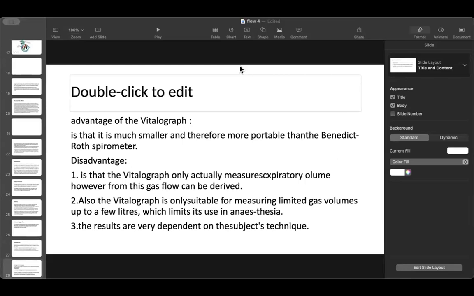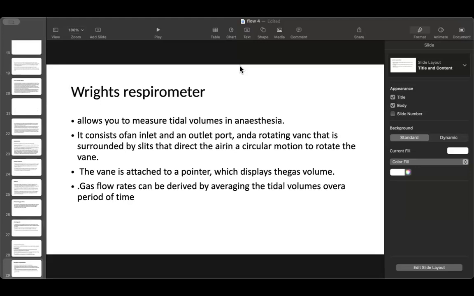The advantage of the Vitalograph is that it's much smaller and therefore more portable than a Benedict Roth spirometer. Its disadvantage is that it only measures expiratory volumes. It only measures a limited gas volume, up to a few liters. And they are operator dependent, so if the examiner doesn't follow the instructions perfectly, the reading will probably be highly affected.